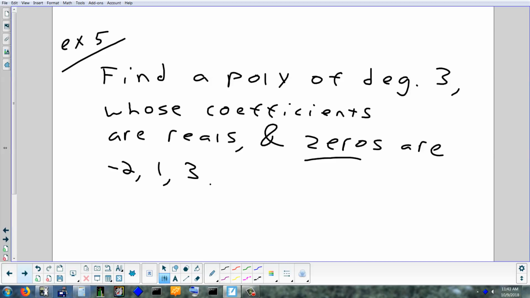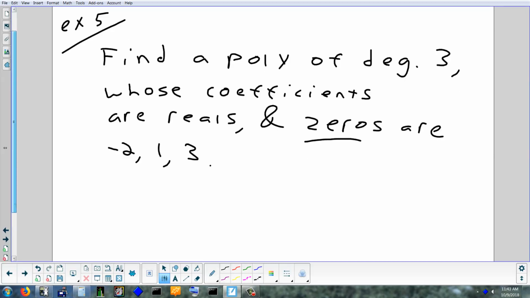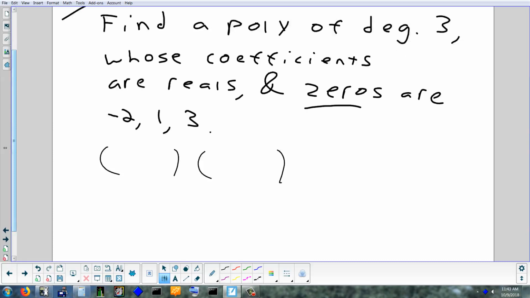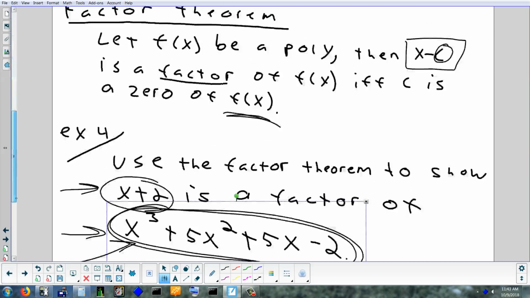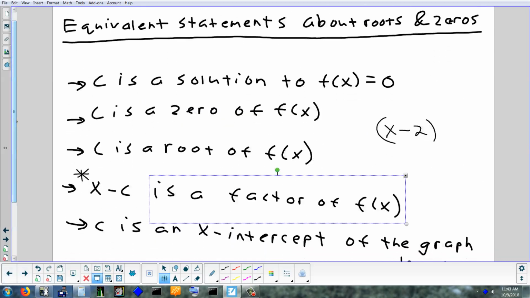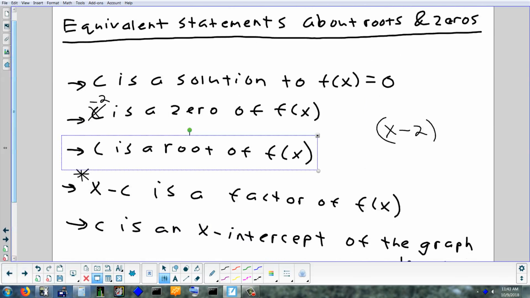All right, so we know that -2, 1, and 3 are my roots. So we're looking for 3 factors, 1 factor for each root. Let's start with -2. Okay, and I'm going to go back to the previous page. So pretend it says -2 is a 0 of the function. It means -2 is a solution to that equation. It means -2 is a root. But what does that mean would be a factor if -2 is a root?